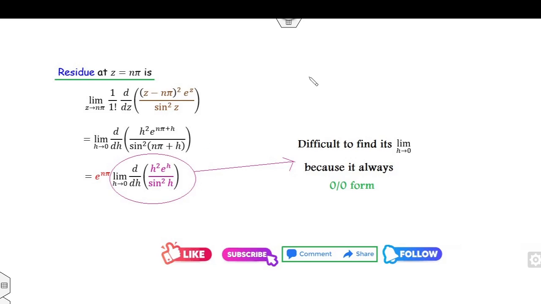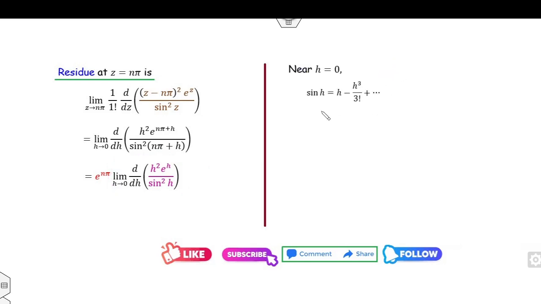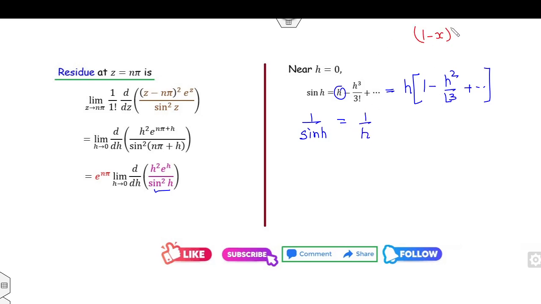So instead, I can start with the sine expansion series. It is h minus h cube over 3 factorial and so on. Because sine is in the denominator, I can write the coefficient as 1 minus h square over 3 factorial and so on. Then I can write 1 over sine h as 1 over h, and apply the expansion series of 1 over 1 minus x, so this becomes 1 plus x plus x square and so on.